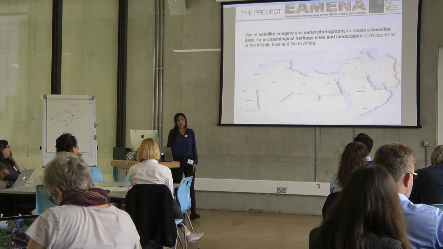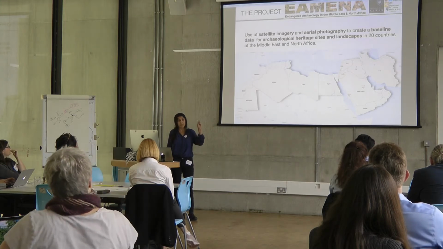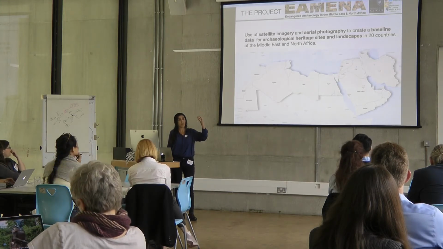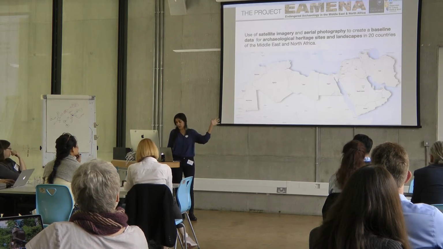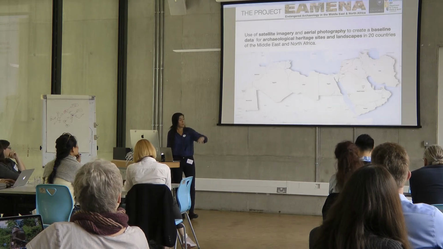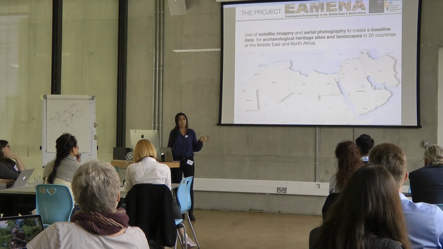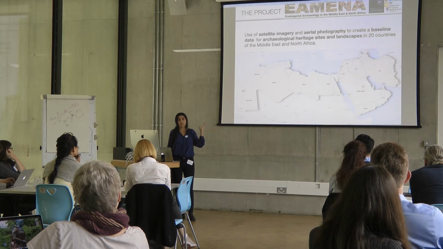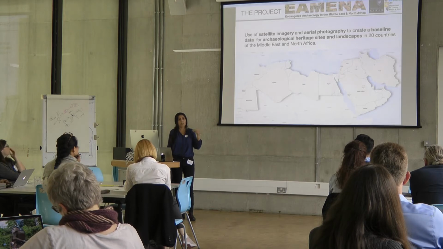And so in the project we're using satellite imagery and Google Earth mainly to understand and record archaeological sites in the Middle East and North Africa. There are about 20 countries starting from Mauritania and going to Iran. And we're recording what we think is archaeology, both known sites, but also mainly the focus is to find the sites or the places that we think are archaeology, but they're not recorded already in any inventories.